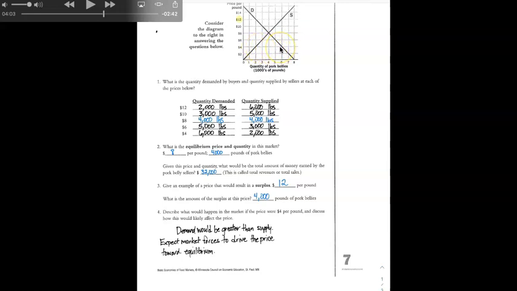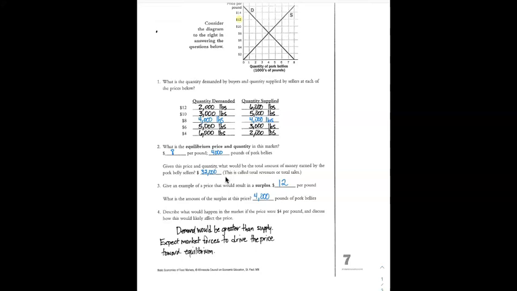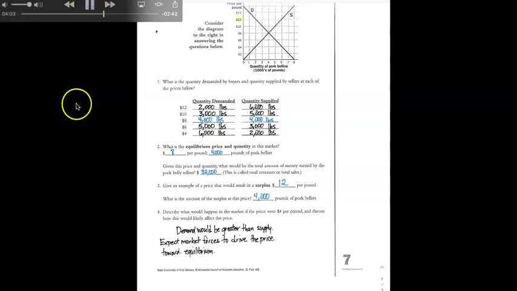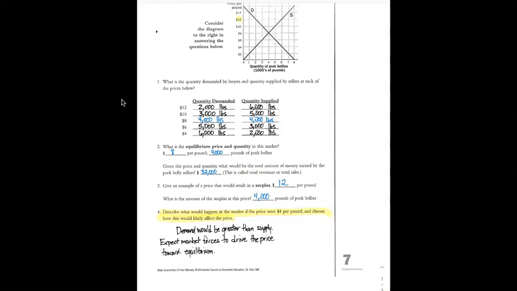Consumers want to buy up 6,000 pounds of pork bellies, but producers can't make that much available at that low price. They can only make 2,000 available. So there's going to be a 4,000 pound shortage, sorry. And what we'd expect to have happen then is that the price of pork bellies should rise up towards equilibrium in order to balance out the market. So hopefully that makes sense, and you know that prices are always going to try to gravitate towards equilibrium.